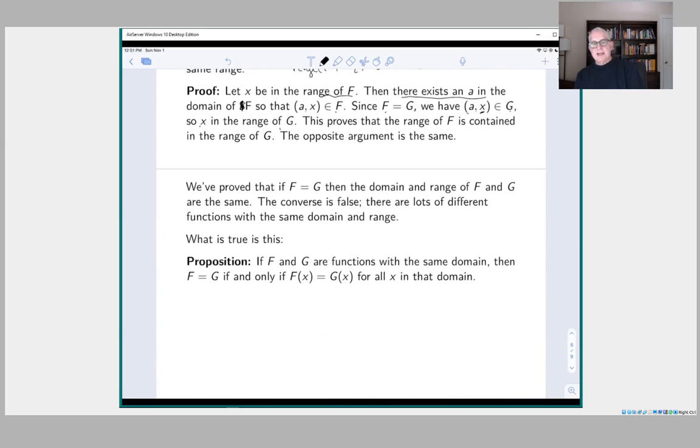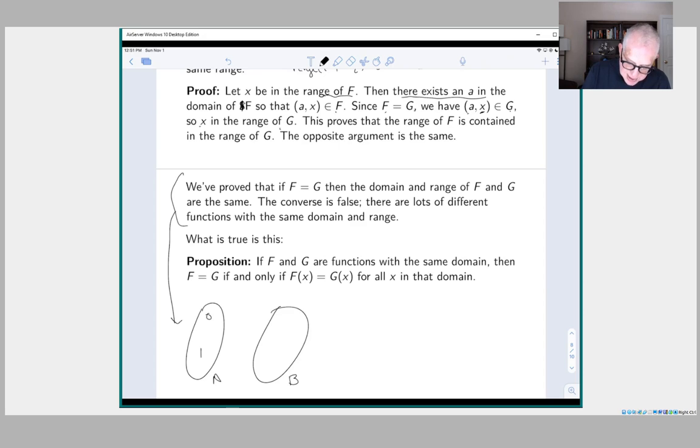Now, as I mentioned, the converse is false. It is perfectly possible to have functions which have the same domain and range, but which aren't the same. So let me give a very simple example. Suppose our domain A has two elements, 0 and 1, and our codomain B has two elements, 0 and 1. So here's one function. This is the function which consists of the pairs (0, 1) and (1, 0).